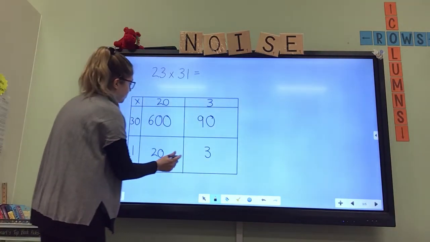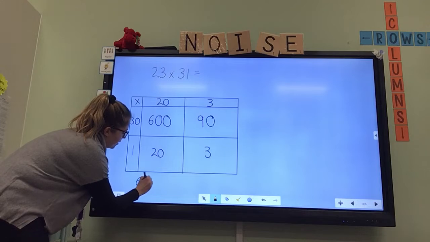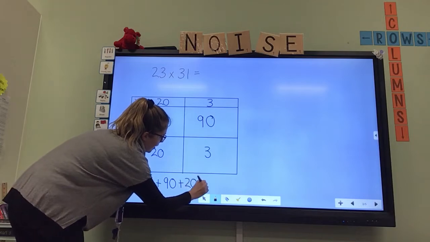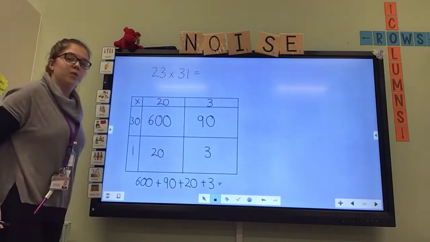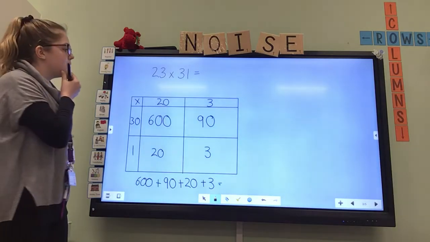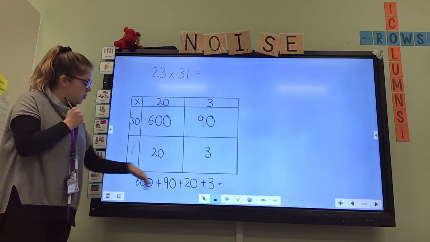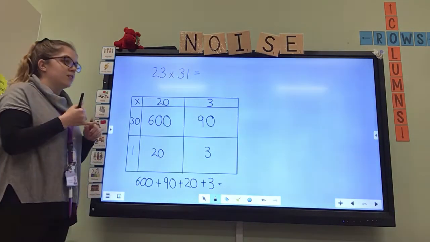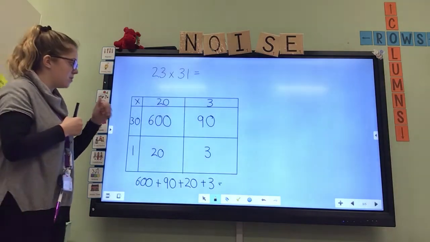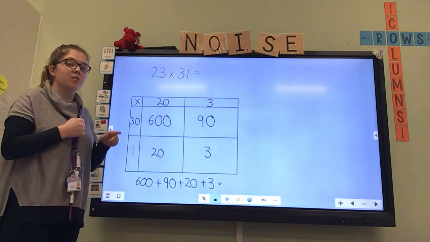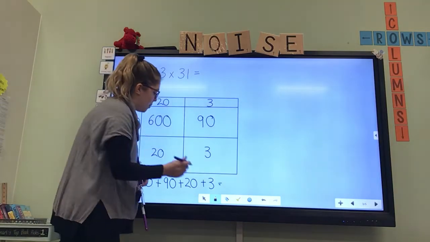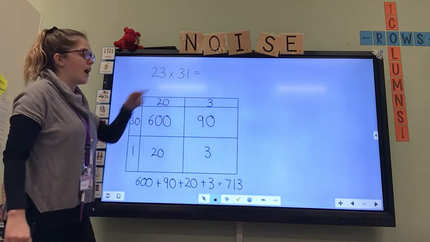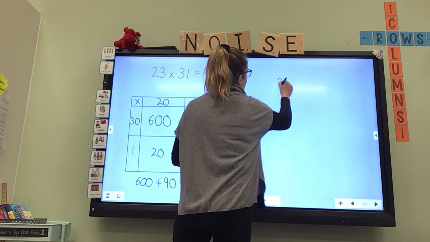Then, last step, we need to add all of those together. 600, add 90, add 20, add 3. Now, if you need to pause to add these together, please do, and then join us to see if you've got the right answer. So we've got 600, add 90, so 690, I can do that in my head, add 20. So 690 add 10 would get me to 700, but I need to add one more 10, so it will be 710, add my 3, so I would get an answer of 713.